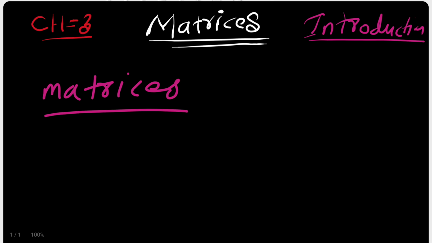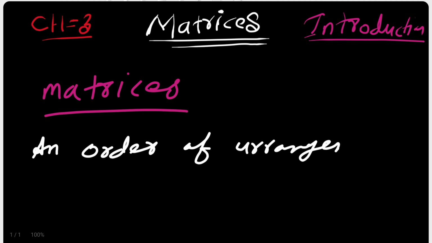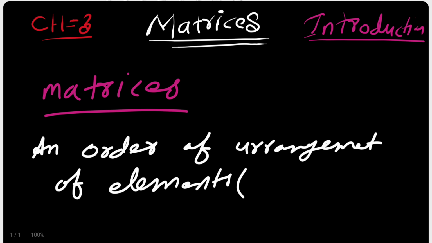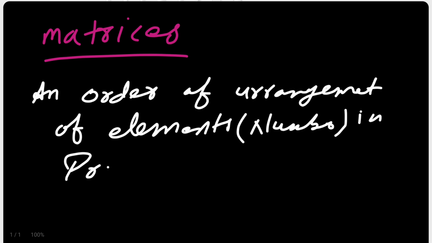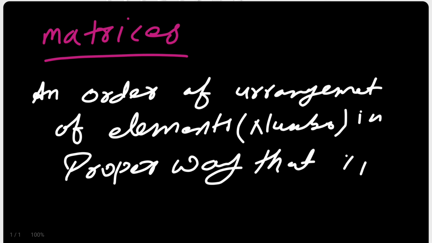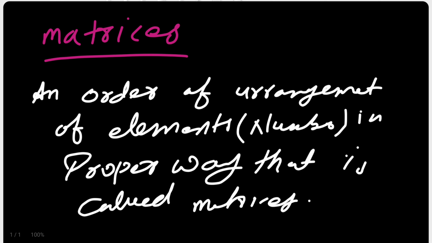If you want to write a definition, then you can write: an order of arrangement of elements, or you can say numbers, in a proper way, that is called a matrix.